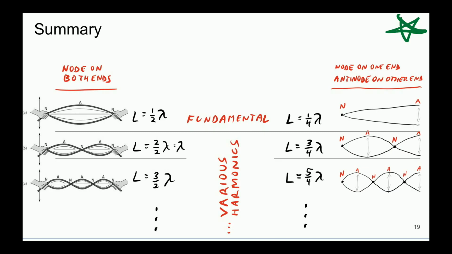So you can have L as 1/2 lambda, L as 2/2 lambda, which is lambda, 3/2 lambda, and so on. The pattern goes 1/2, 2/2, 3/2, 4/2, etc. You can go on forever. That is called the harmonic series, and that describes the mathematical solutions to how you can create a standing wave in a medium of length L.